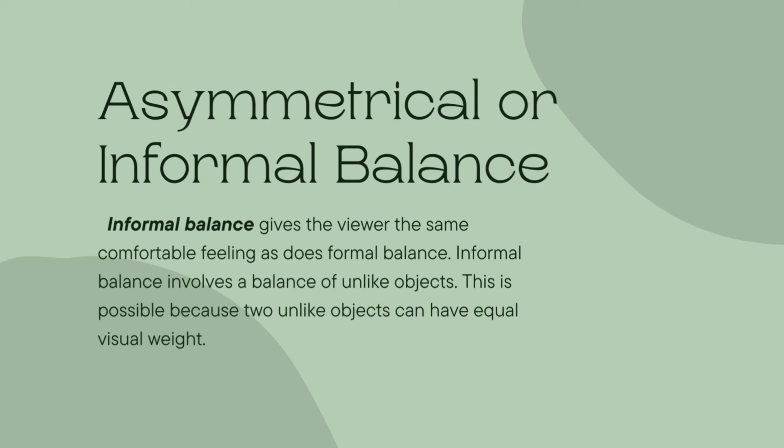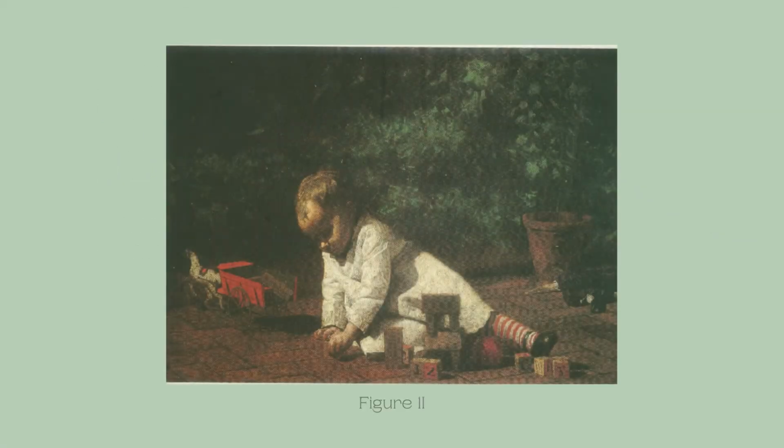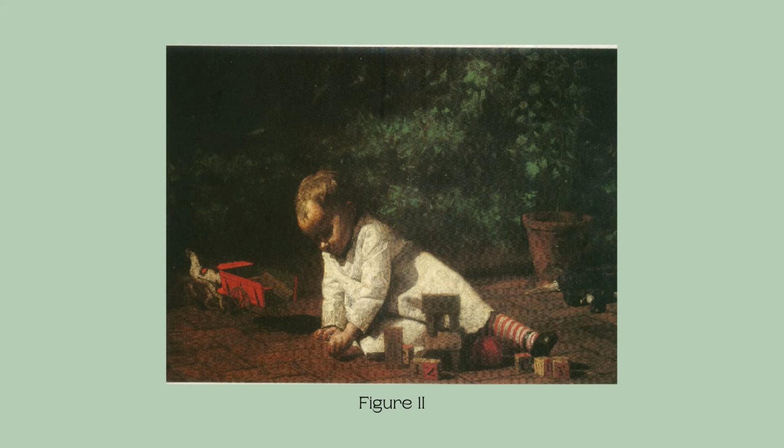So the third type of balance is asymmetrical, also known as informal balance. Informal balance gives the viewer the same comfortable feeling as does formal balance. Informal balance involves a balance of unlike objects. This is possible because two unlike objects can have equal visual weight, as you can see here on figure 1J.